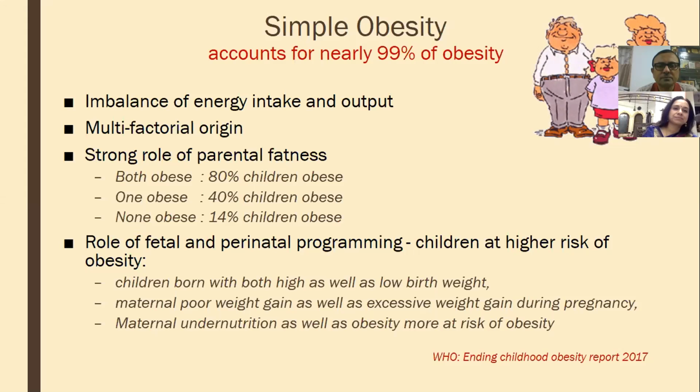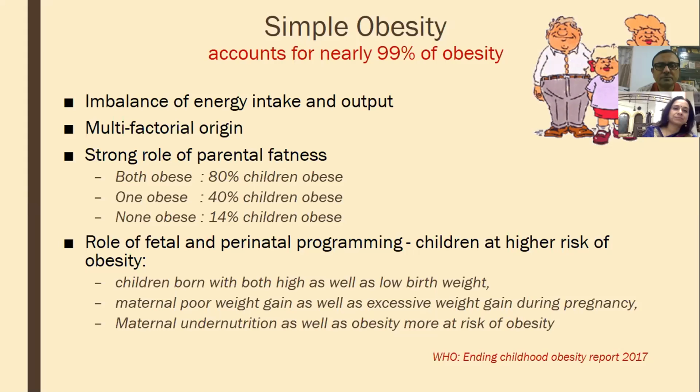So any child who is born either with low birth weight or with high birth weight is more likely to be obese. A child where the mother is undernourished as well as obese is again at a risk of obesity. A mother where there is a poor weight gain in pregnancy or excessive weight gain in pregnancy is again likely to be obese. So a healthy child is the one who is born to a mother with an optimum nutritional status, who remains healthy during pregnancy and gains an optimum weight.